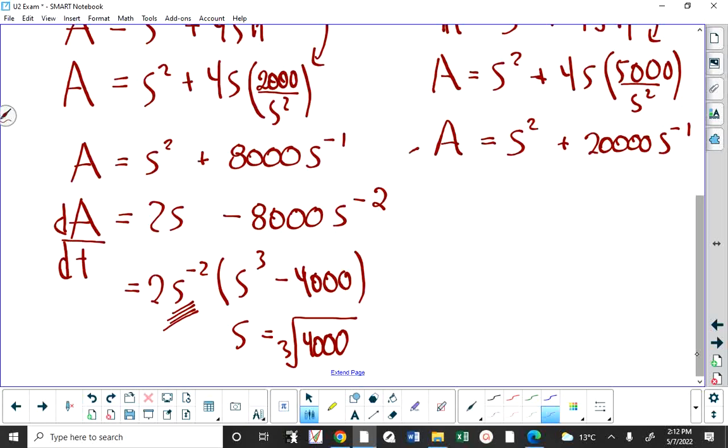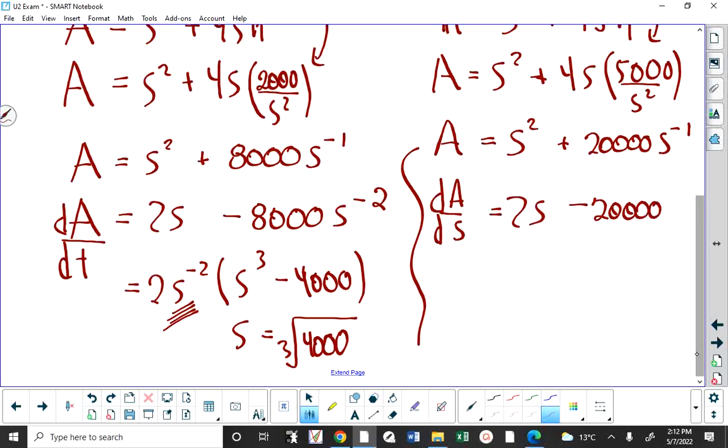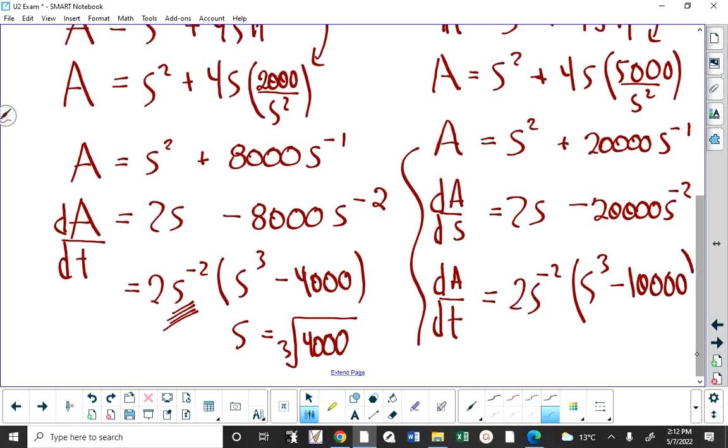When you do the same thing over here, you'll have dA/ds equal to 2s minus 20,000 s to the negative 2. So again, factor things out. What can we factor out? A 2 and an s to the negative 2. What do we have left here? s cubed minus 10,000, which will mean s will equal the cube root of 10,000.